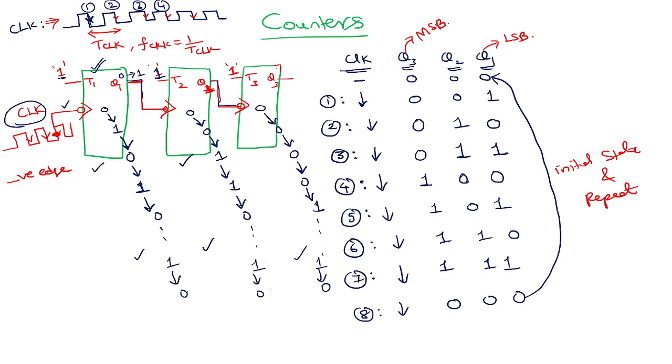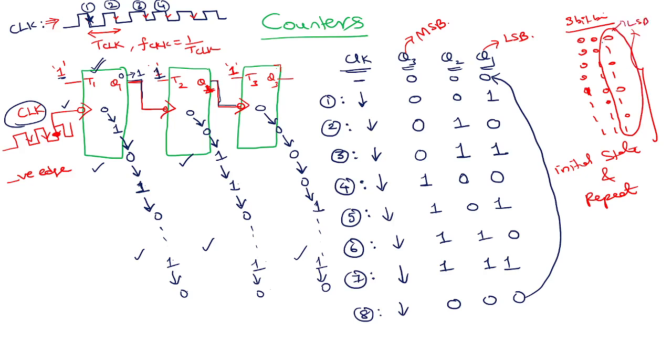Now, let's take 3-bit binary, for example: 000, 001, 010, 011, 100, 101, 110, 111. If I ask you what is changing frequently, you will say LSB, right? It keeps changing. MSB changes the least when compared to all the other bits, right?